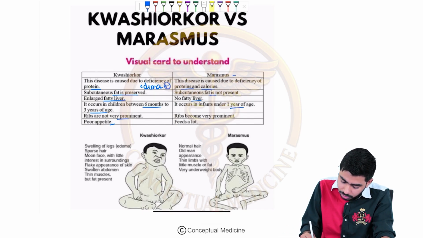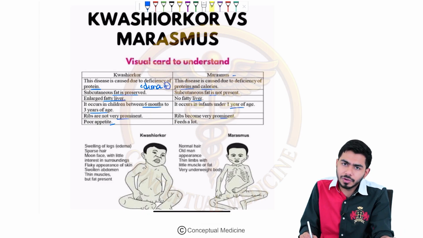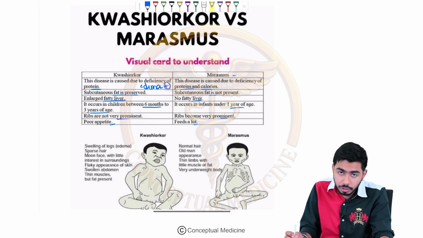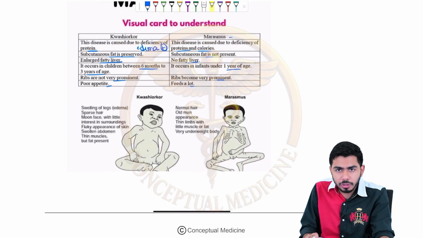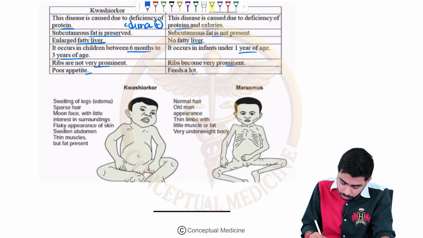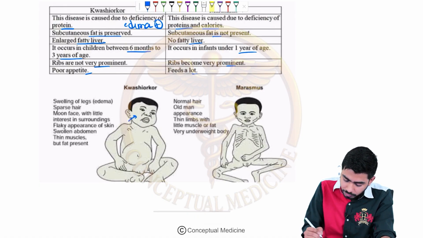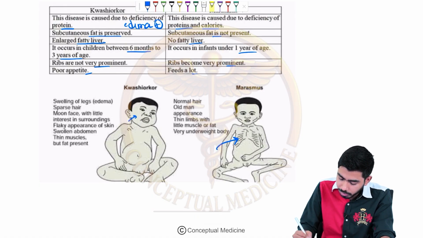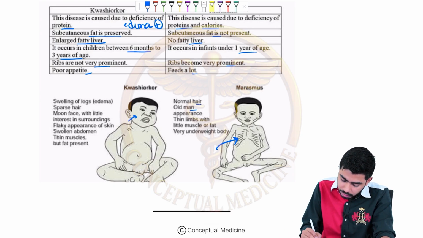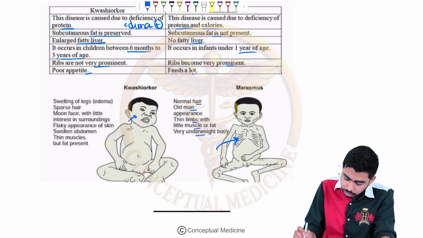Ribs become very prominent. Ribs are not prominent in kwashiorkor because of the edema factor. Here there is no edema, so that's why ribs are becoming prominent, and they feed a lot. So in kwashiorkor, they don't like to feed a lot, but in marasmus, they feed a lot. Here is the difference. In kwashiorkor, you can see there is edema, and subcutaneous fat will be present. Here the ribs are very prominent in marasmus, with an old man appearance. Thin limbs, very little muscle or fat, and an underweight body will be seen in marasmus.